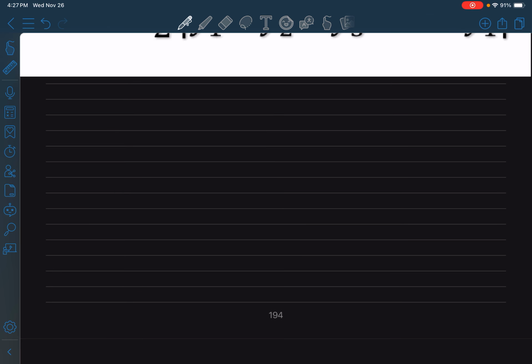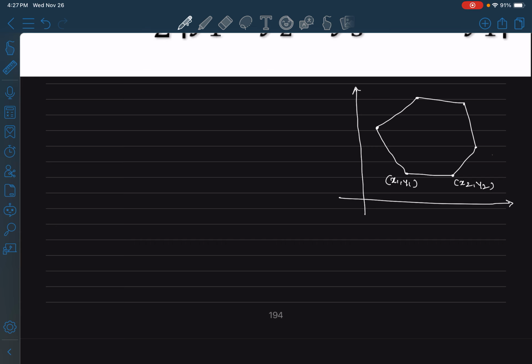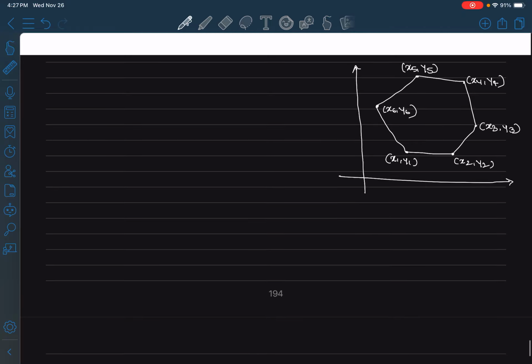The Shoelace formula is something like this. Let's say you are in a coordinate system and you have a polygon. Let me make a polygon. A polygon should have straight sides and should be bounded. It can be concave or convex, doesn't matter. This is a typical polygon, and we have its coordinates x1, y1, x2, y2, x3, y3, x4, y4, x5, y5, and x6, y6. If we have that, using the Shoelace formula, we can find its area.